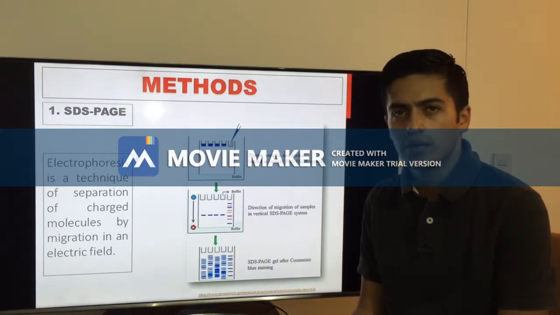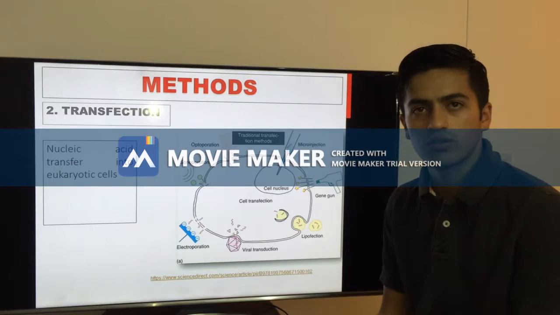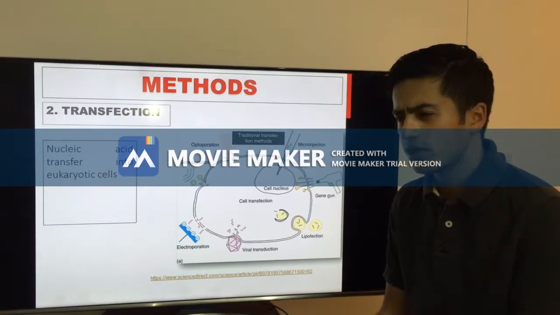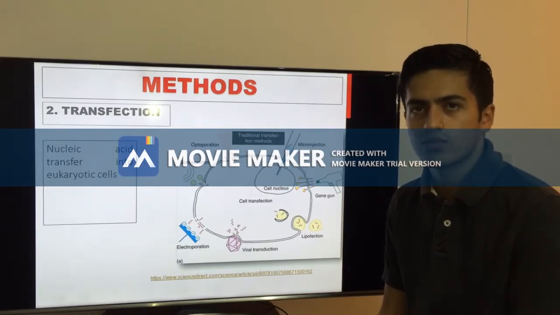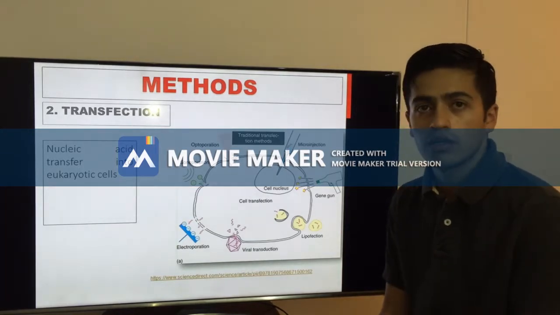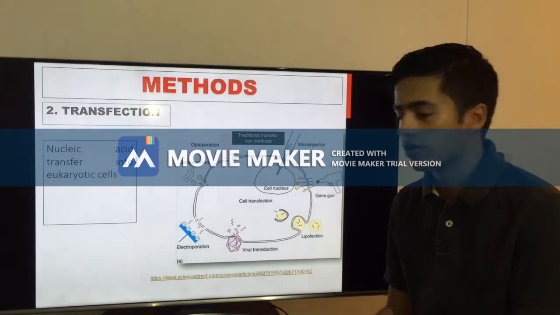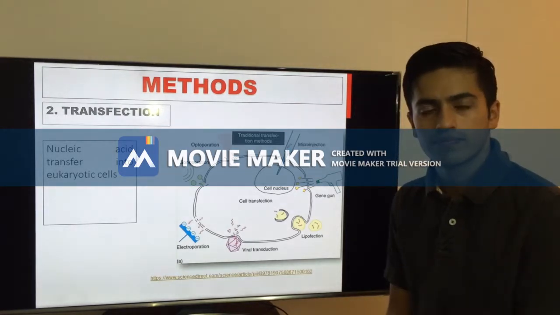As support media, there are paper, cellulose acetate, starch gels, and agarose gels. These methods are used for transfection, a chemical, physical, or biological method. The transfected nucleic acids may stay transient or stable in the cell, depending on the method of transfection. Nucleic acids are transferred into eukaryotic cells, as we said.